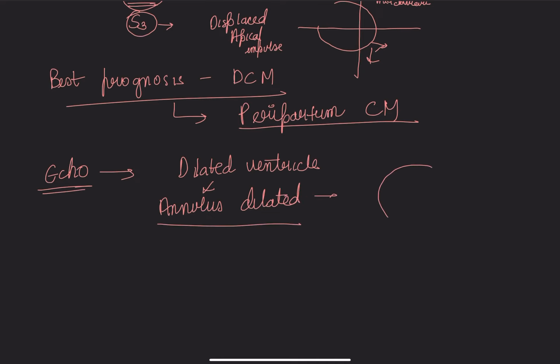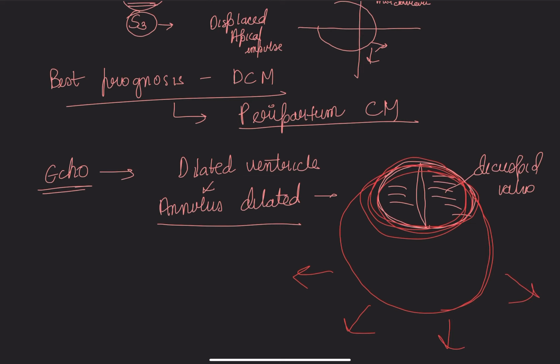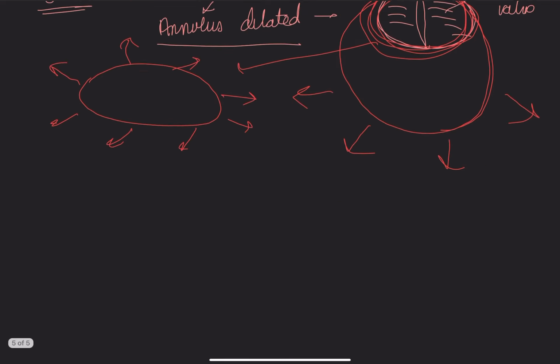Annulus is what? So if this is the annulus on which the valves are attached, if this is a bicuspid valve, these are the cusps, okay? And this thing to which the cusps are attached, this is called the annulus. So if the ventricle which is attached to the annulus dilates, naturally the annulus will also dilate. So on the echo, we will see a dilated annulus.